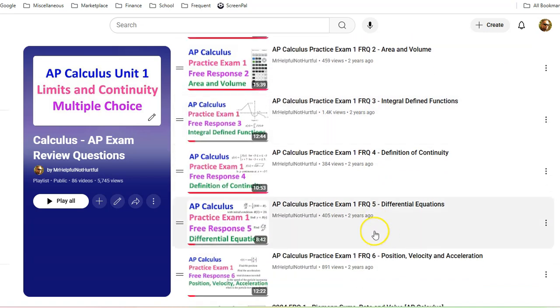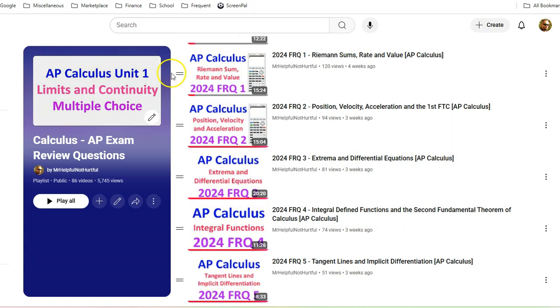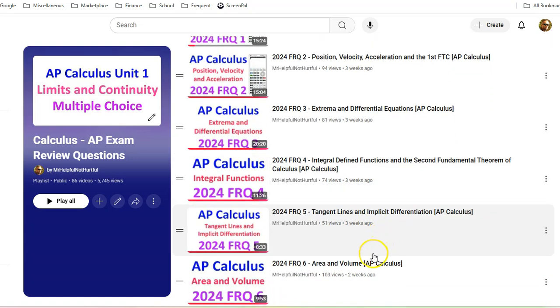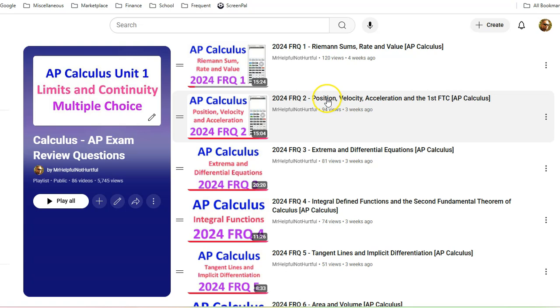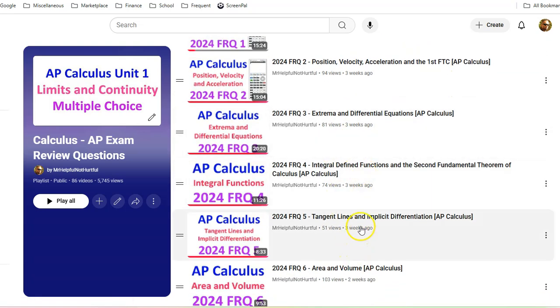FRQs. After the practice exam, the rest of the playlist consists of FRQs from previous AP exams, with the more recent years first. There are always 6 FRQs on the AP Calculus exam. The first 2 are calculator active, and the final 4 are no calculator. However, unlike the pre-calculus exam, we don't know exactly what these FRQs are like. They change from year to year.